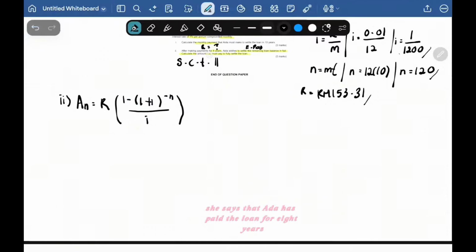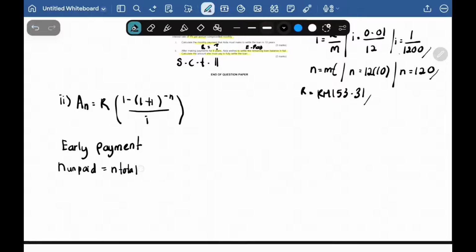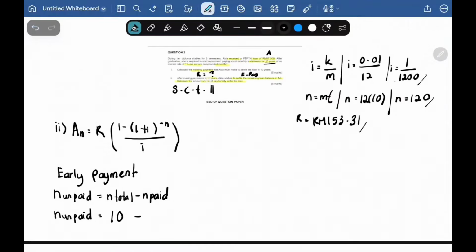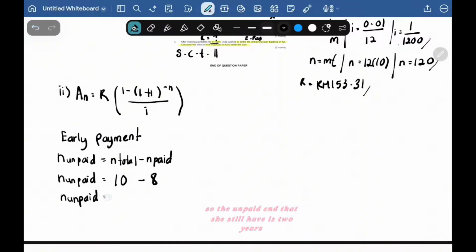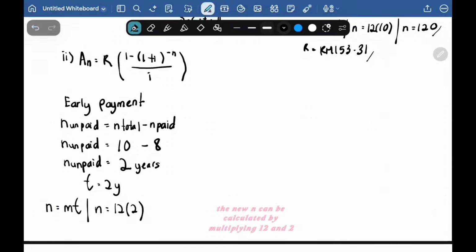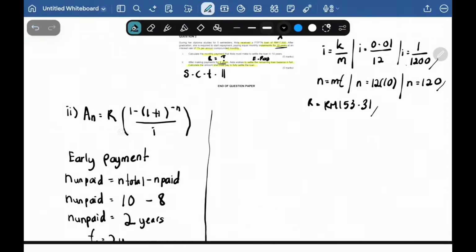But in the question, it says that Ada has paid the loan for 8 years and she wants to make a payment immediately before the loan payment period's end, which is 10 years. So we will first calculate the new N, the unpaid N. The unpaid period that she still has is 2 years, which means the new T is 2. With that, the new N can be calculated by multiplying 12 and 2, and it will result in 24.